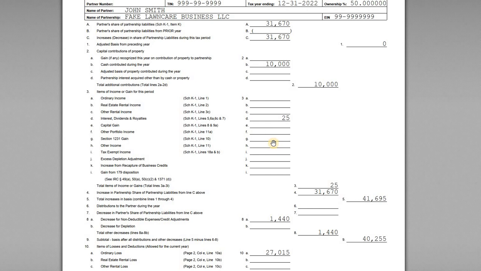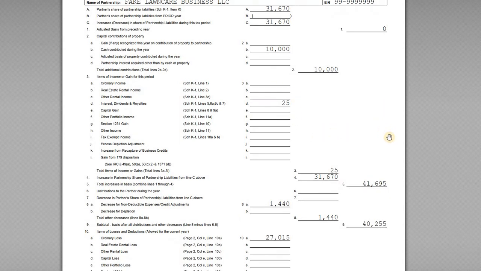His basis is increased by the allocation of interest and dividend income, and then his increase in his share of partnership liabilities, right? So the amount of liabilities he had at the end of the year were $31,670. So $41,695 are the total increases to his basis during the year.